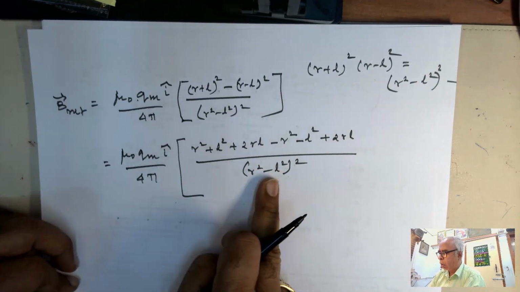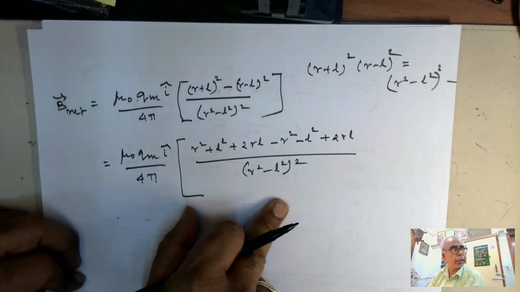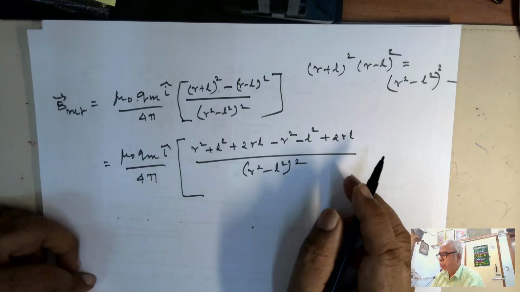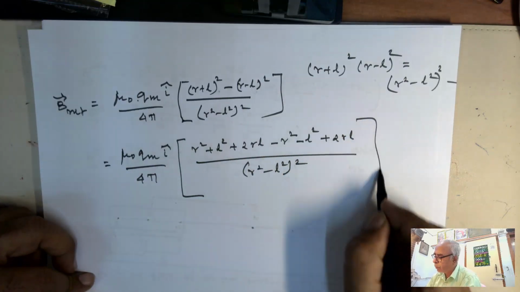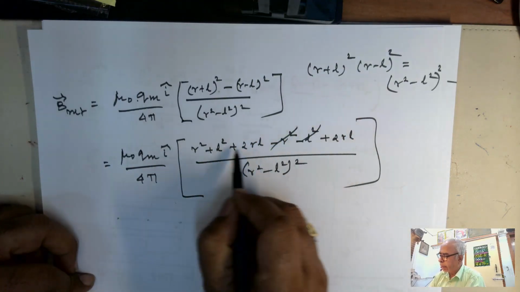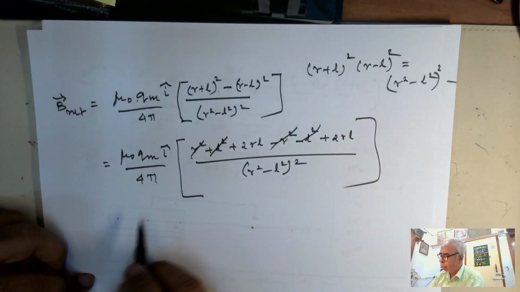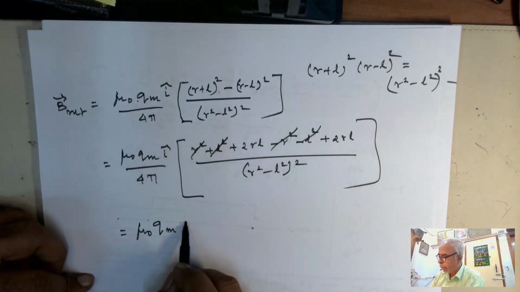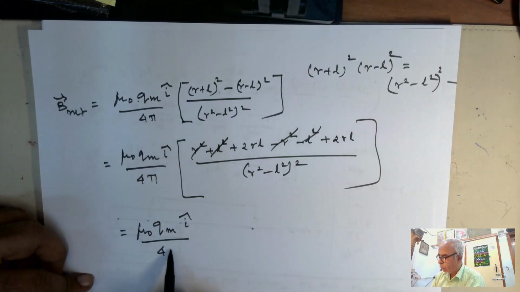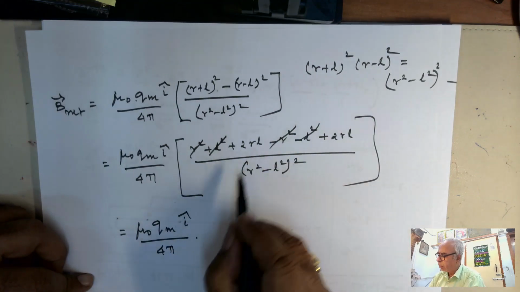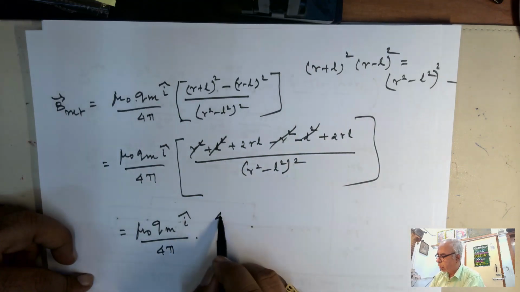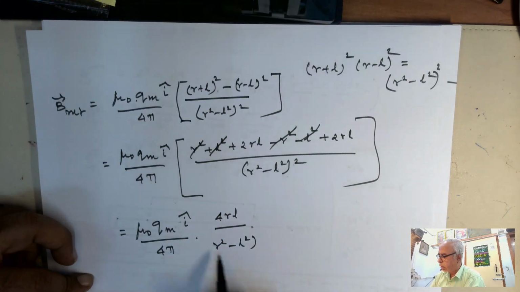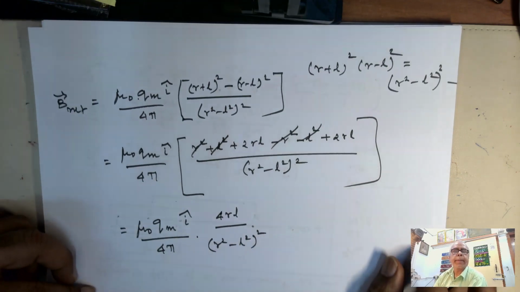Do not expand always the denominator, okay? It will lead to more complications. So always attack the numerator with expansions. Now R squared can be cancelled. You have 4RL. So mu naught Qm I cap divided by 4 pi into what is this? 2RL plus 2RL, 4RL divided by (R squared minus L squared) whole squared, right?